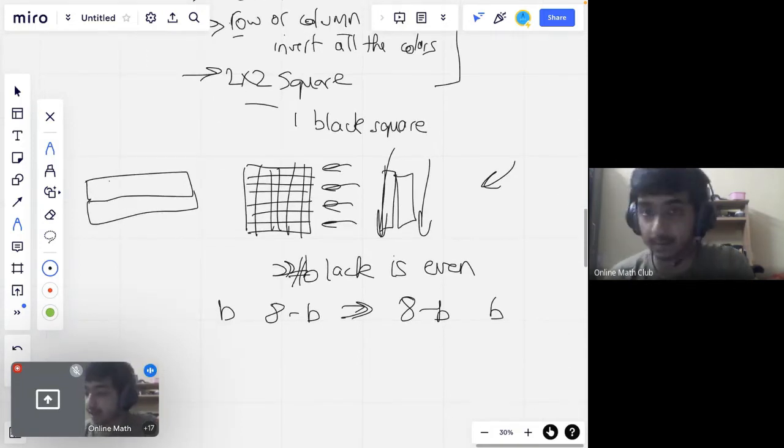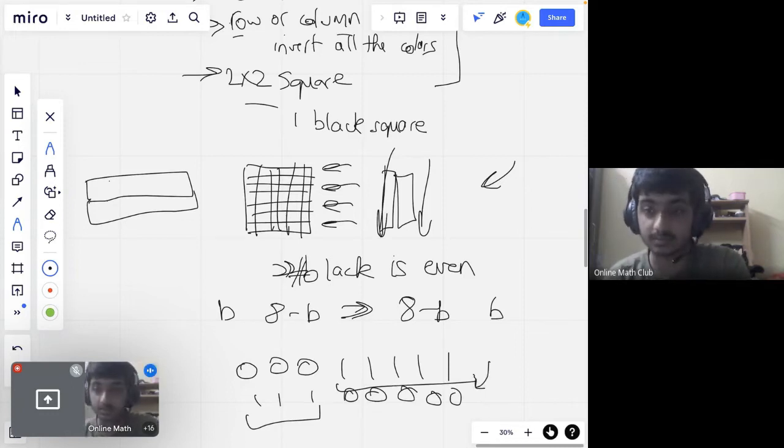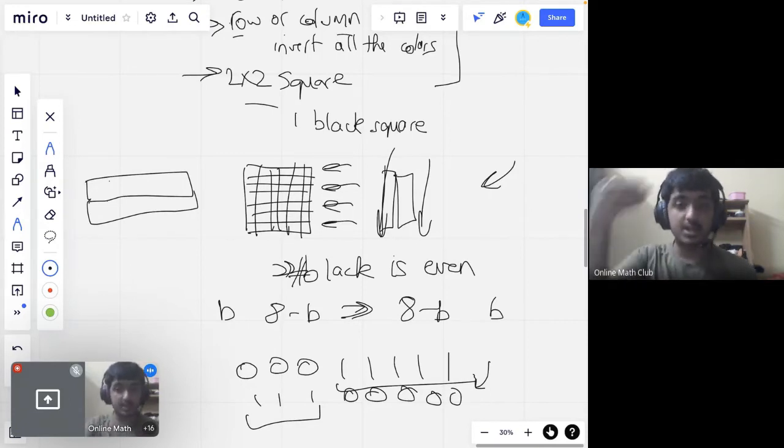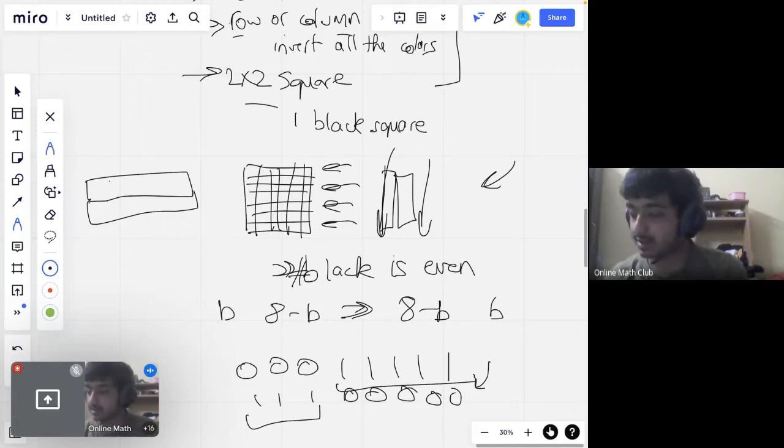So if you have 0 0 1 1 1 1, and then it becomes 1 1 1 0 0 0 0 0, the number of blacks and whites, 5 and 3, are still mod 2 invariant. It's the same idea. The idea is that every time, the number of black squares or the number of white squares changes by an even number. In this case, it's just 8 minus b minus b, which is 8 minus 2b. So it changes by this amount, which is even.